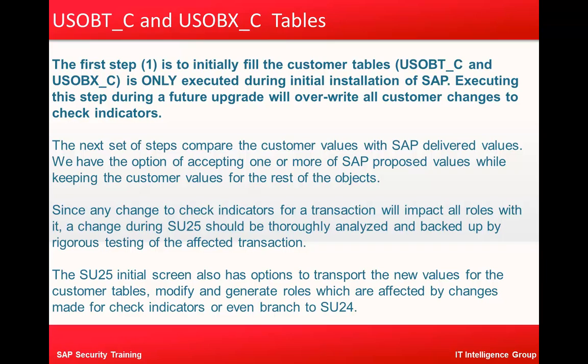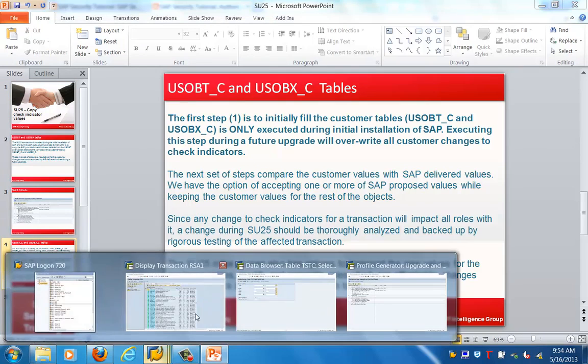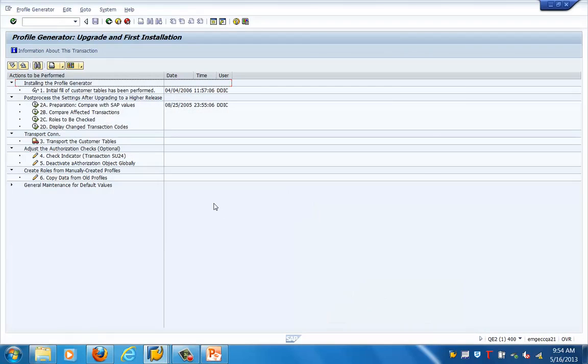So if we see this T code in the system, this is the SU25 T code. Let me show you again. Here you can see initial installing and profile generator. So this is step 1, initial fill of customer tables. Okay, so that is step 1.